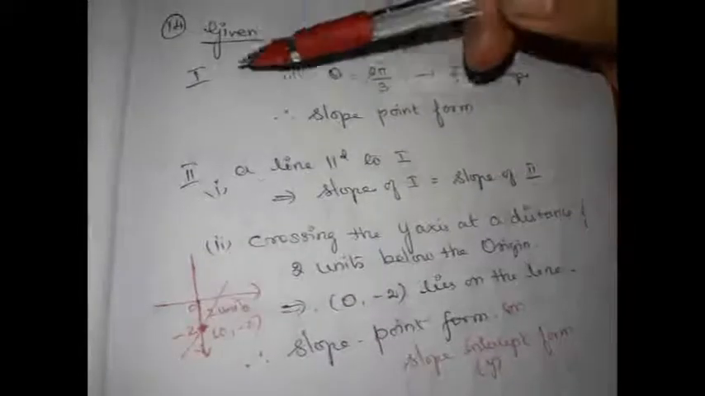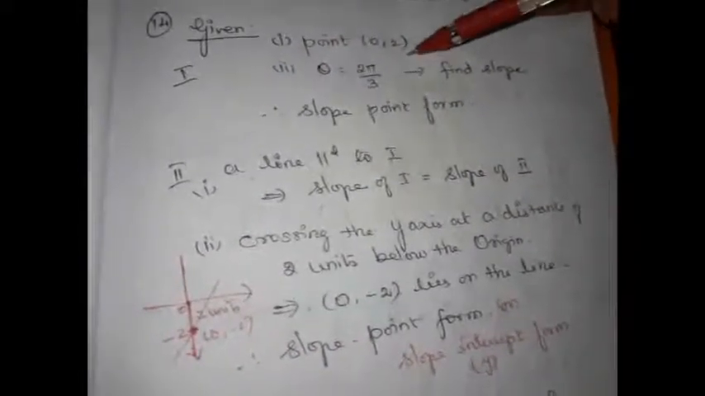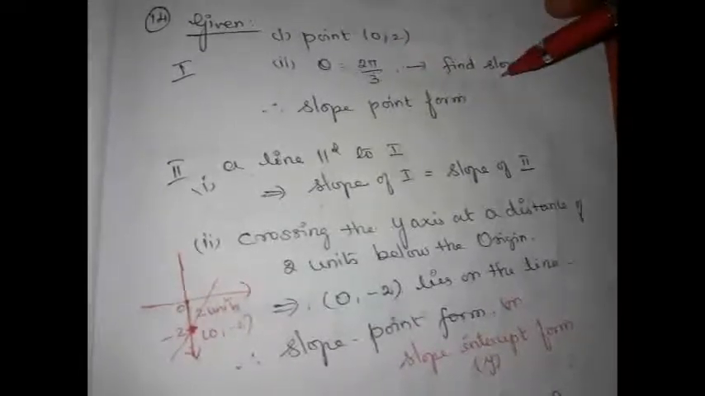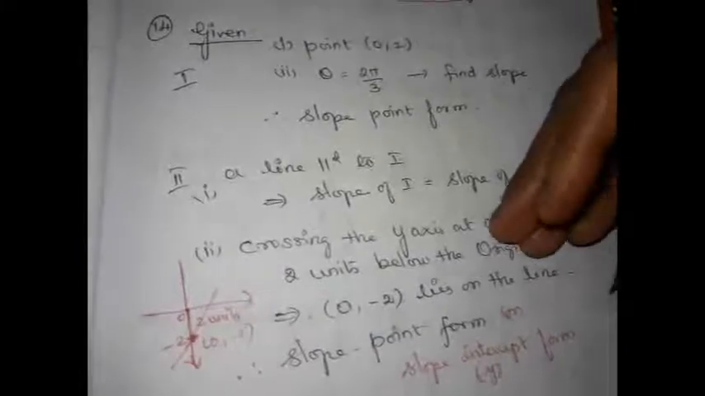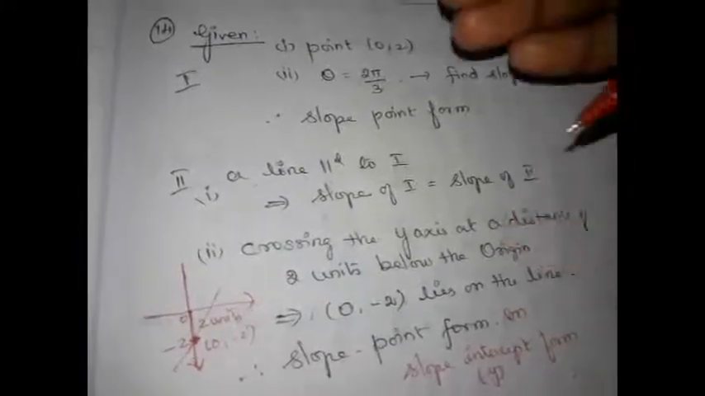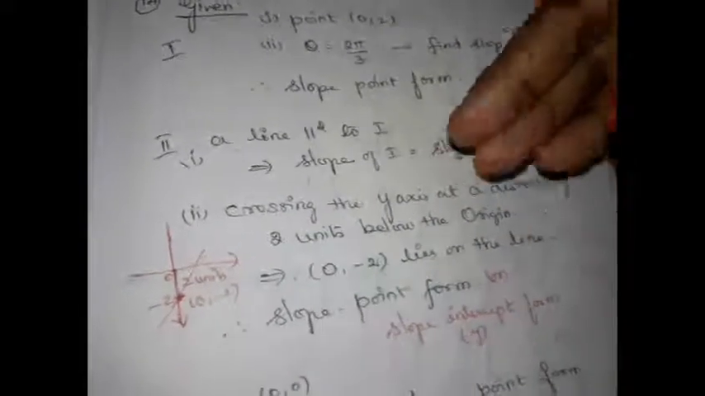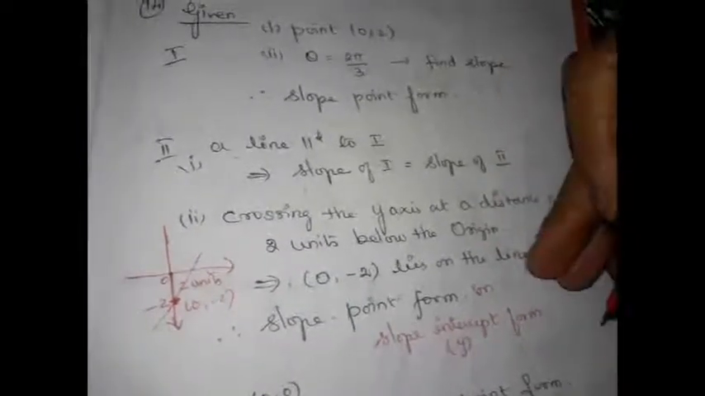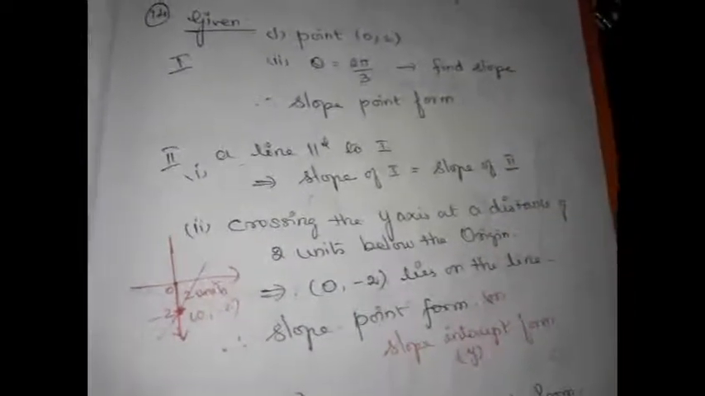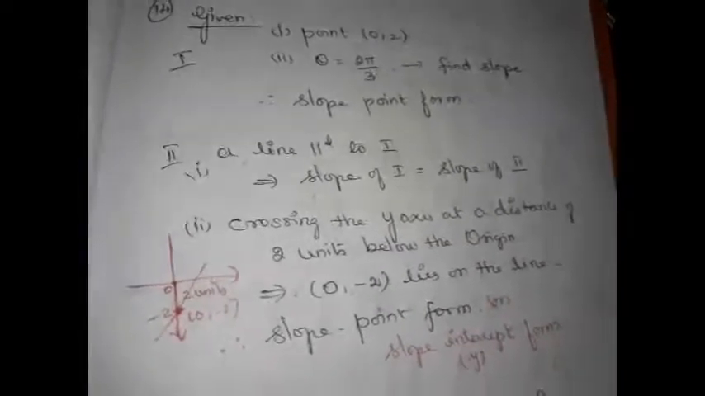So in the first question they have given you the point, a line which passes through the point, and the angle is given, so you can find the slope and go with the slope-point form. Next, they asked you to find the equation of a line which is parallel to this and crossing the y-axis at a distance of this. So the slope should be equal and you got a y-intercept, right? So you can go with the slope-intercept form or the slope-point form. Yes, I hope you understood.